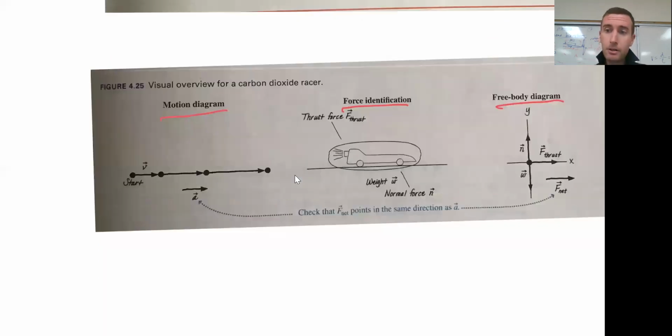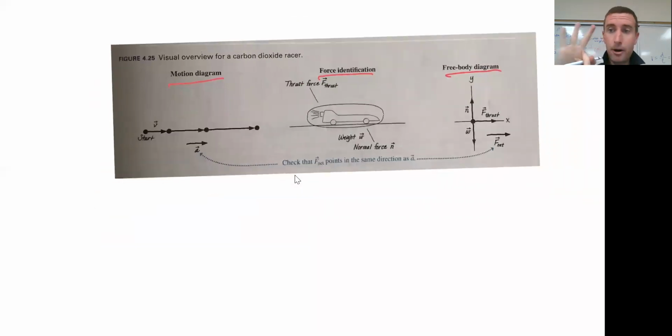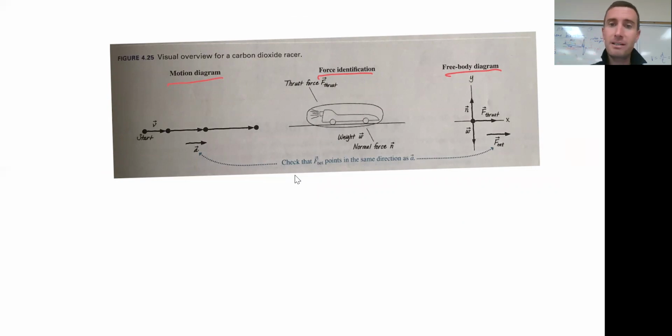All right, there are a lot of questions that are going to ask you to do a 3-part component. First, it's going to ask you to draw a motion diagram of a situation. Then it's going to ask you to draw a force identification. And then it's going to ask you to do a free body diagram. We've showed you how to do all 3 of those, but just as a reminder, if you have this little rocket car thing, you could start with the motion diagram. It's going faster and faster and faster, so the acceleration would be to the right.